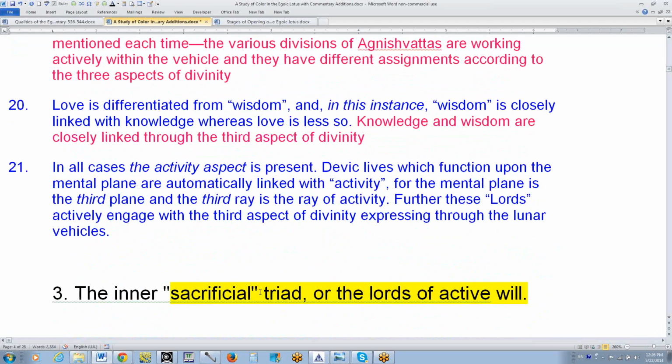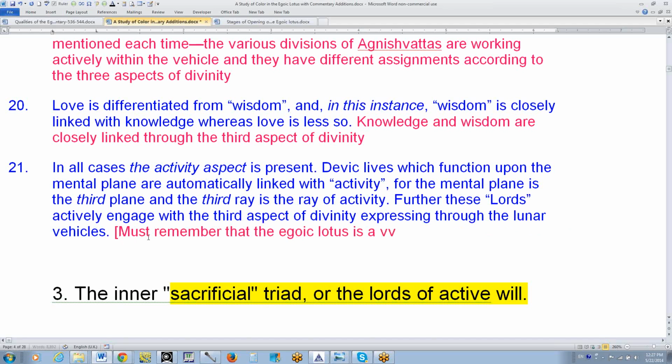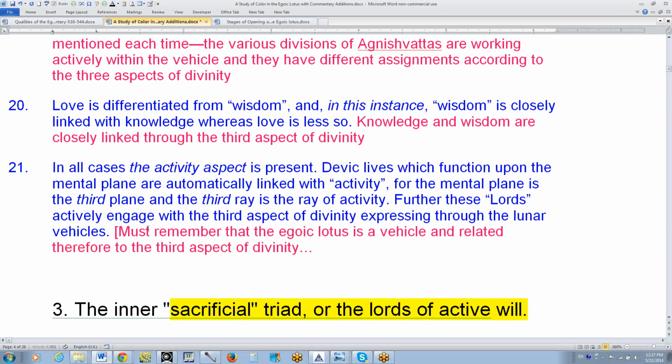Devic lives which function upon the mental plane are automatically linked with activity. For the mental plane is the third plane, counting from below, and the third ray is the ray of activity. And further, these lords actively engage with the third aspect of divinity, expressing through the lunar vehicle. So we must remember that the Egoic Lotus is a vehicle and related, therefore, to the third aspect of divinity.